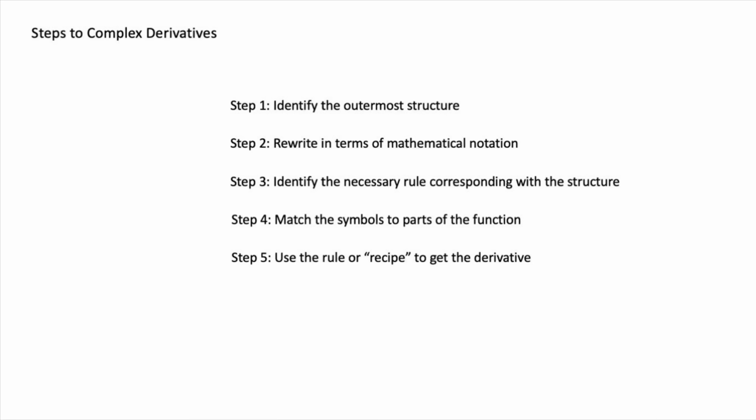Here are the 5 steps we will use to guide us in understanding complex derivatives. First, we'll identify the outermost structure of the function. Second, we'll rewrite the function in terms of mathematical notation. Third, we'll identify the rule we need. Fourth, we'll match the symbols to parts of the function. And fifth, we'll use the derivative rules that we just finished going over in order to complete the derivative.